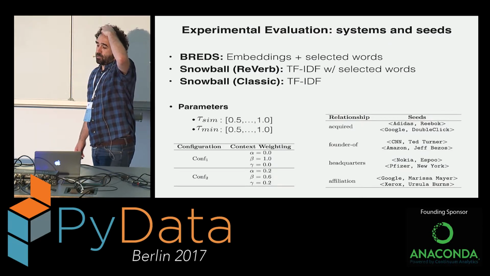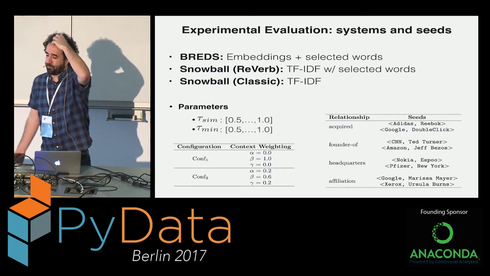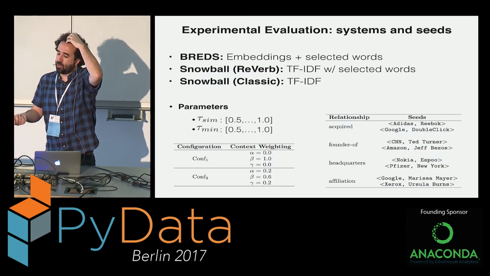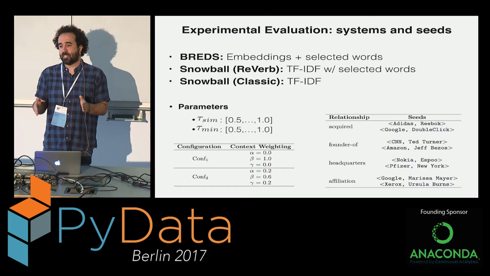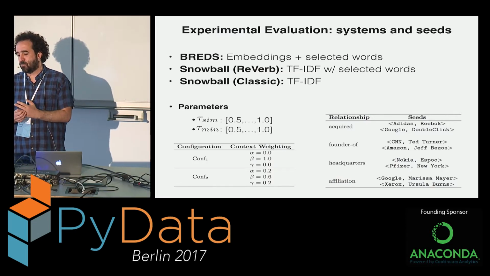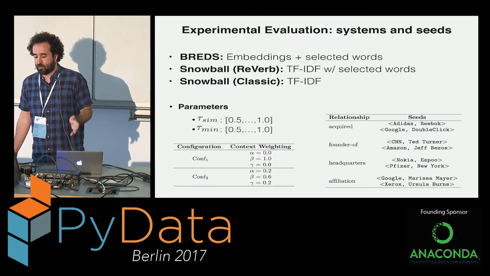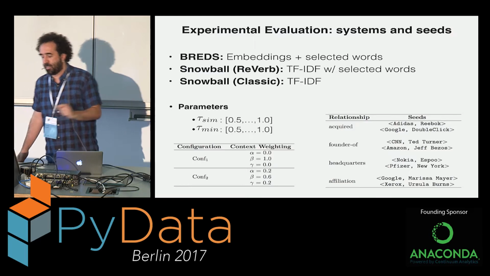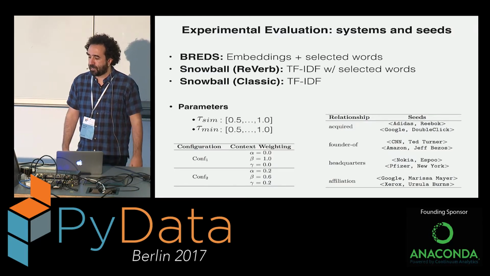What was done before? So I had BREDS, which I implemented. I also implemented Snowball using TF-IDF, but with a slight change in how the words for the between context were being selected, and then also the original Snowball, the classic one. And then I played around with lots of parameters. For tau sim and tau min, I varied those parameters between 0.5 and 1.0.